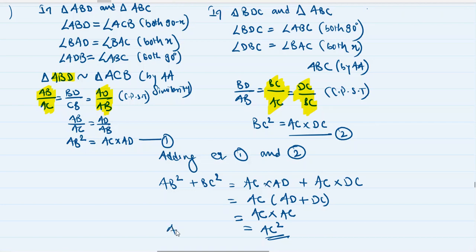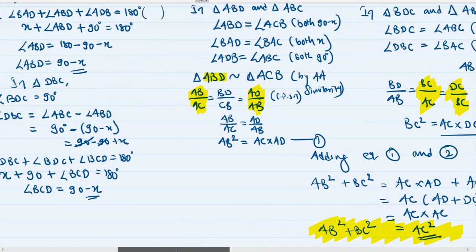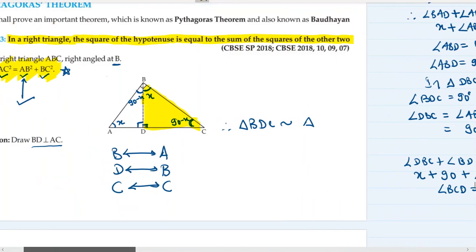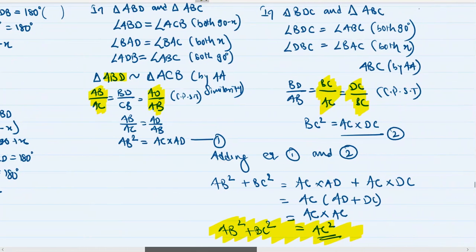Let me write it over here. So this is our Pythagoras theorem's main statement. The square of the hypotenuse is equal to the sum of the squares of the other two sides. And this is its proof. Okay, the whole proof first, according to the diagram.